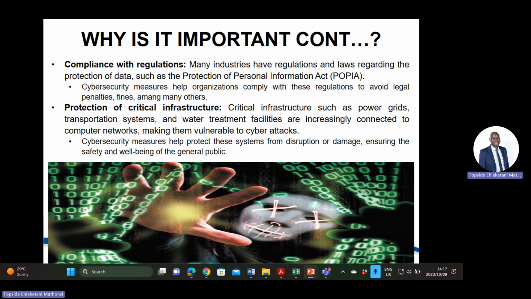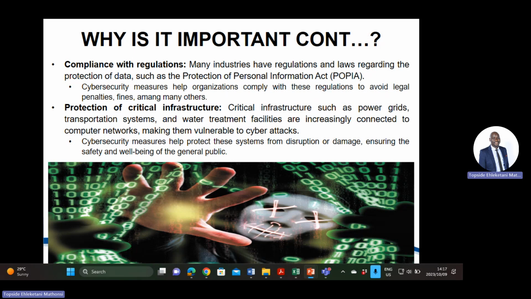The protection of critical infrastructure. Critical infrastructures such as power grids, transportation systems, and water treatment facilities are also increasingly connected to computer networks, making them vulnerable to cyber attacks. We are living in the digital era, so organizations and government are trying to ensure that they digitize their processes. Why are they doing that? So that they can at least try and provide better service to the community.